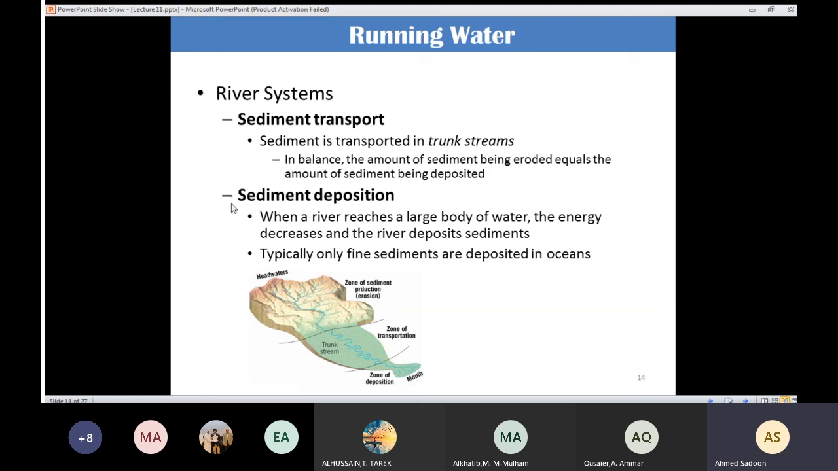The last region is sediment deposition. When a river reaches a large body of water, the energy decreases. The energy of the river decreases, and if the energy decreases, the river is going to deposit sediments in that region. You need to know one thing: typically only fine sediments are deposited into the oceans. Only the fine sediments are deposited in that region, because the coarser sediments are deposited in the earlier zone. Okay, so I think the time is over.